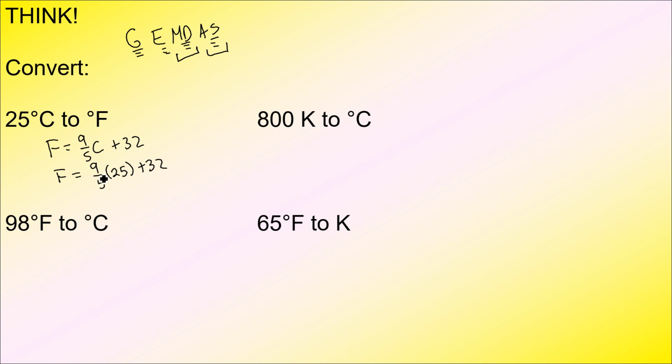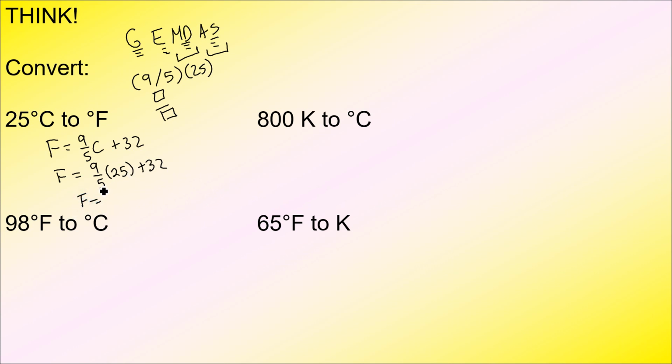So we need to multiply 9/5 times 25. Now in our calculator, we could type a parenthesis, 9/5, then a parenthesis 25, and hit enter and get an answer. That's fine. It really depends on your calculator. If you have a fancy calculator, you could use the fraction key, which looks like this, and type in 9/5.